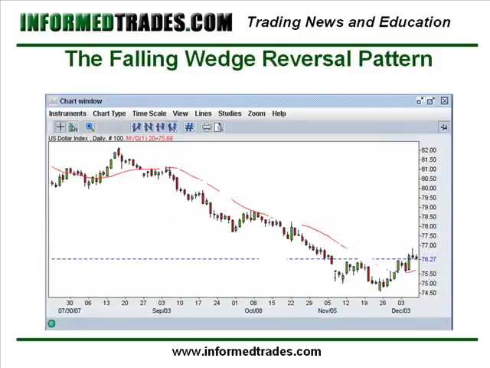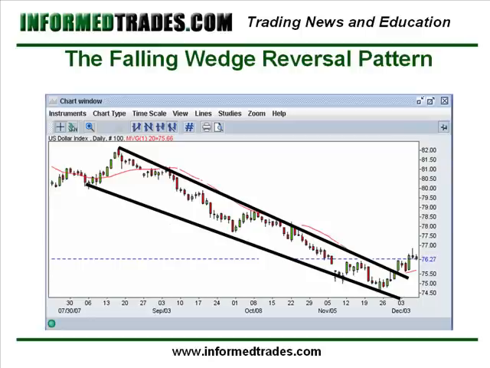You see here a chart of the dollar index, and you see the downtrend in place there. You can see the falling wedge in place there, and you can see the two trend lines coming together as the market continues into the downtrend, indicating a contraction of the range and a potential reversal there, which we did actually get in this instance.